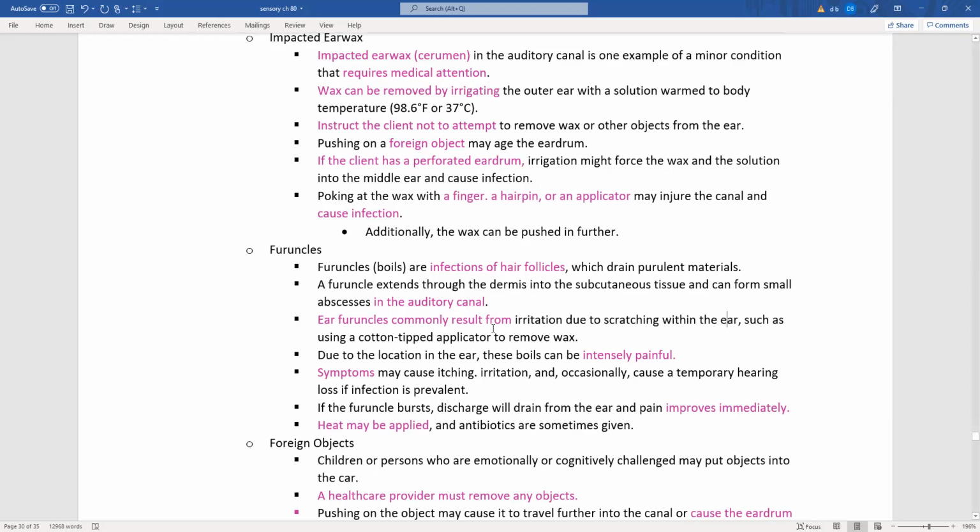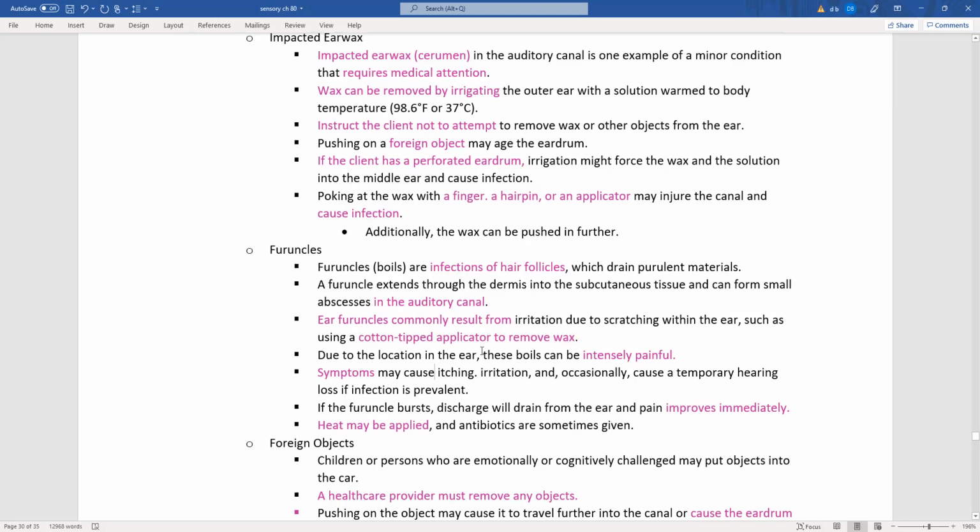my bad. Such as using a cotton tip applicator to remove wax. Just told you that. Don't use that. So, ear furuncles commonly result from irritation due to scratching within the ear, such as using a Q-tip applicator to remove wax, and you get a boil because some of that cotton can be left in the ear.